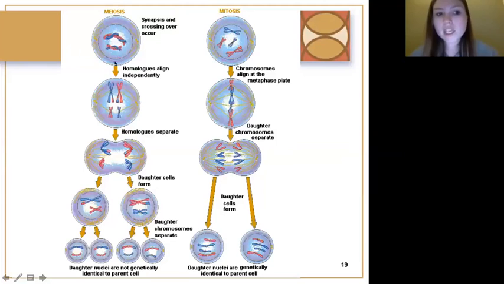In meiosis, you're going to end up with 4 because you end up with these 2 daughter cells right here that look similar to mitosis, but then they go one step further, and those are divided in half again. So you end up with 4 daughter cells that are not genetically identical to the parent cell because they only have 1 chromosome in each one from each set.